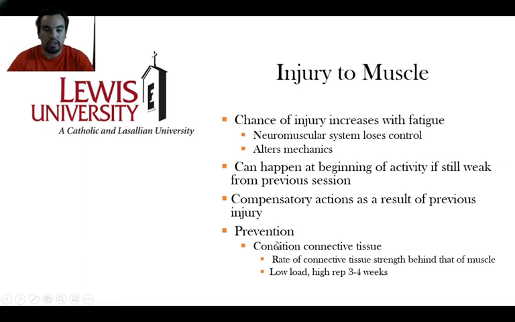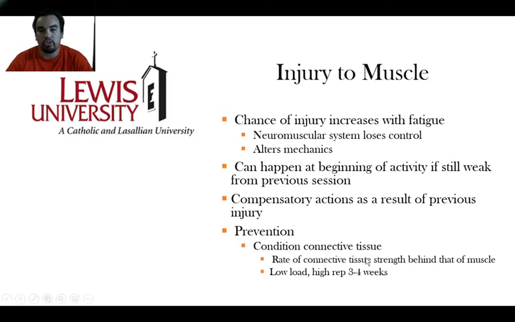So prevention, when we look at preventing injuries, what we're looking to do is condition the connective tissue, okay? Because a lot of times when you get hurt, it's not actually in the muscle belly. A lot of times it's at the musculotendinous junction, where that muscle fiber starts to gain more collagen fibers and starts to turn into a tendon or a ligament. And that's where you start to get these injuries.